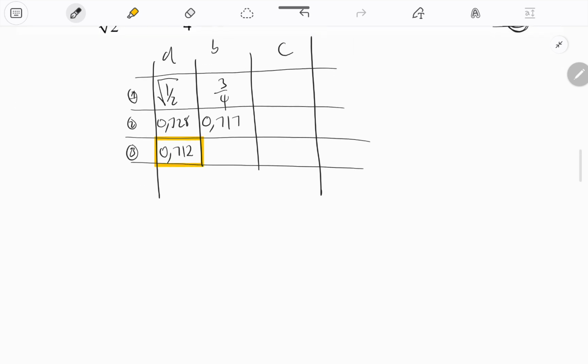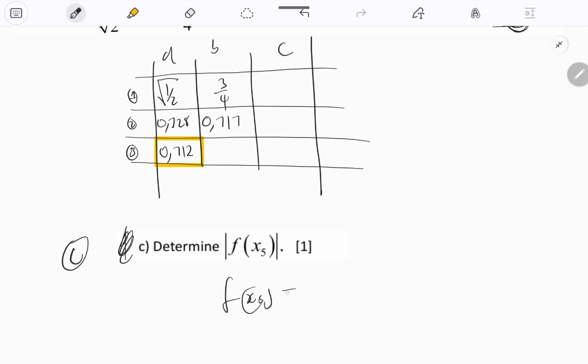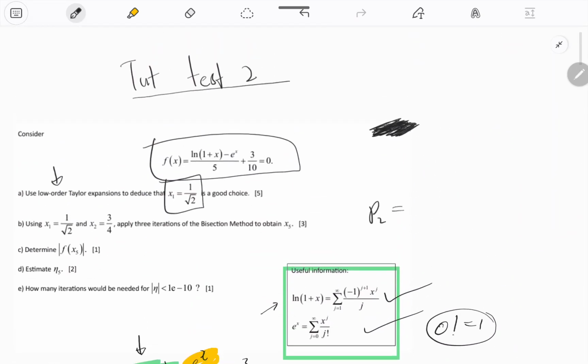And now on question C, let me copy it. It's for 1 mark. Determine f of x at x5, the function output when I put in x5. We already know x5 is 0.712, from here I circled. Then you put that into a calculator, you get 0.00214. Obviously I'm punching it into this function.